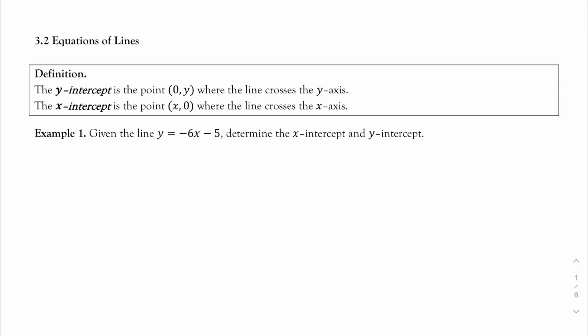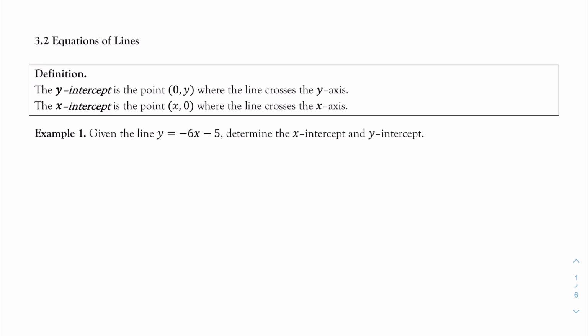3.2 Equations of Lines. So in 3.1, we introduced our concept of a line and how to graph the line. Now we're going to go in sort of the opposite direction, where we focus more on the equation of a line. So we're going to start off with some definitions. First off, the y-intercept. The y-intercept is the point (0, y) where the line crosses the y-axis, while the x-intercept is the point (x, 0) where my line crosses the x-axis.